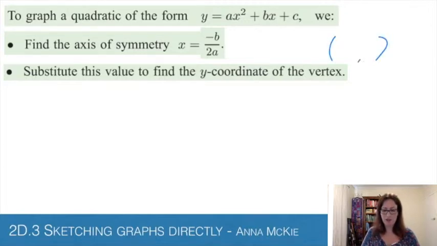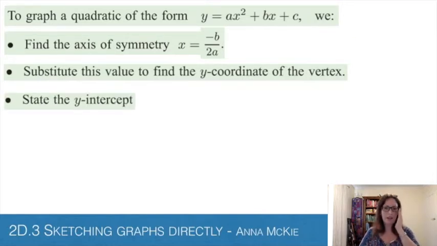Substitute that value to find the y coordinate of the vertex. So you think coordinates have 2 points, an x point and a y point. If we have the x component of the vertex, you substitute that number in and that will tell you the turning point coordinate, the y value, be it a minimum or be it a maximum.